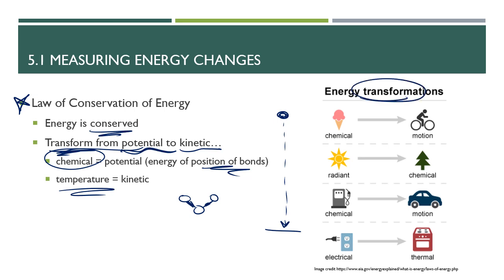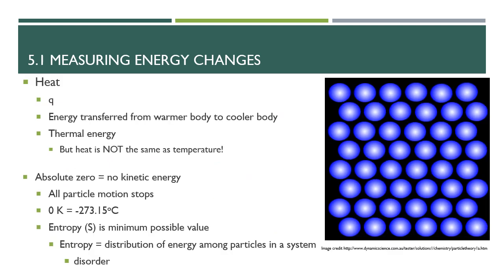Lots of different ways that we can transform energy. We can go from chemical energy, the ice cream that we eat. We take that glucose, turn it into ATP, use that ATP to move our muscles. So we can transform energy from chemical into motion. We can take sunshine, radiant energy. Plants can turn it into chemicals, glucose, in photosynthesis. Lots of different ways that we can transform energy.